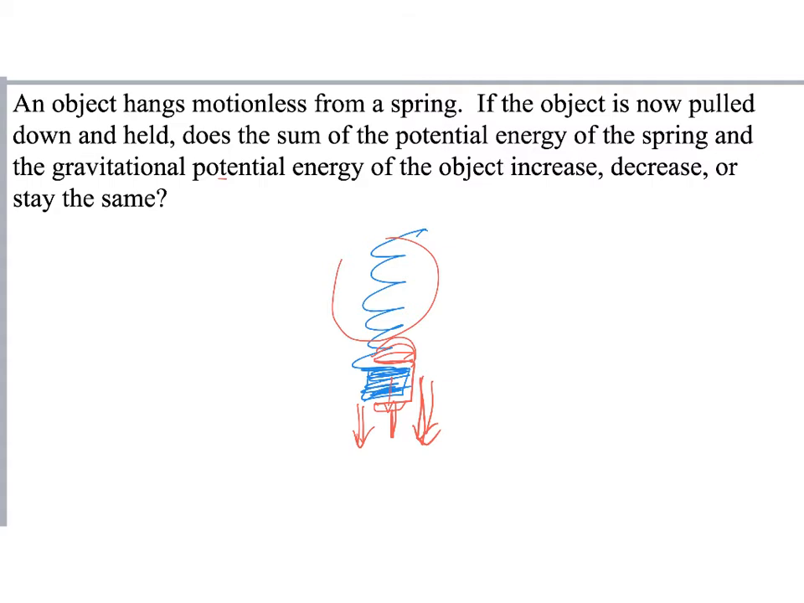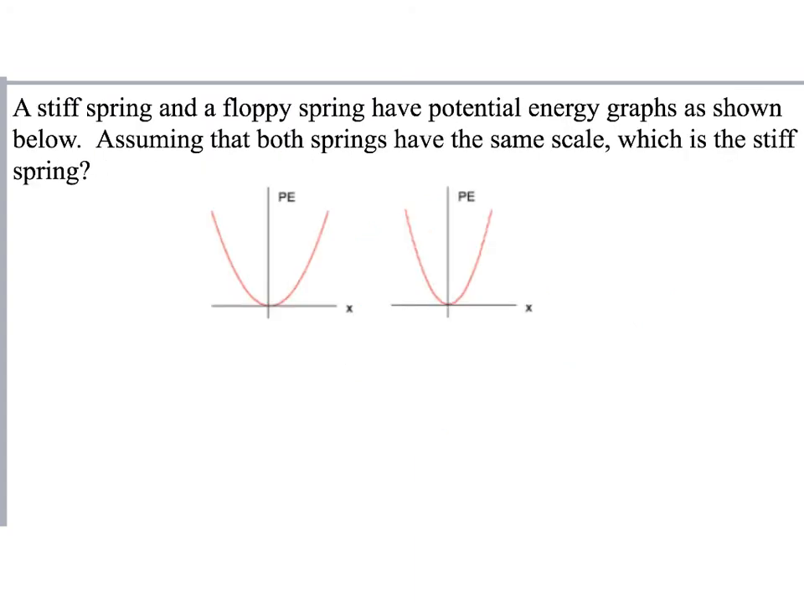All right, so does the gravitational potential energy go down? Absolutely. Does the elastic potential energy go up? Absolutely. But the elastic potential energy must increase more than the gravitational goes down because the total energy must go up because I put energy into it. All right, fun. Doing well. Cruising along.